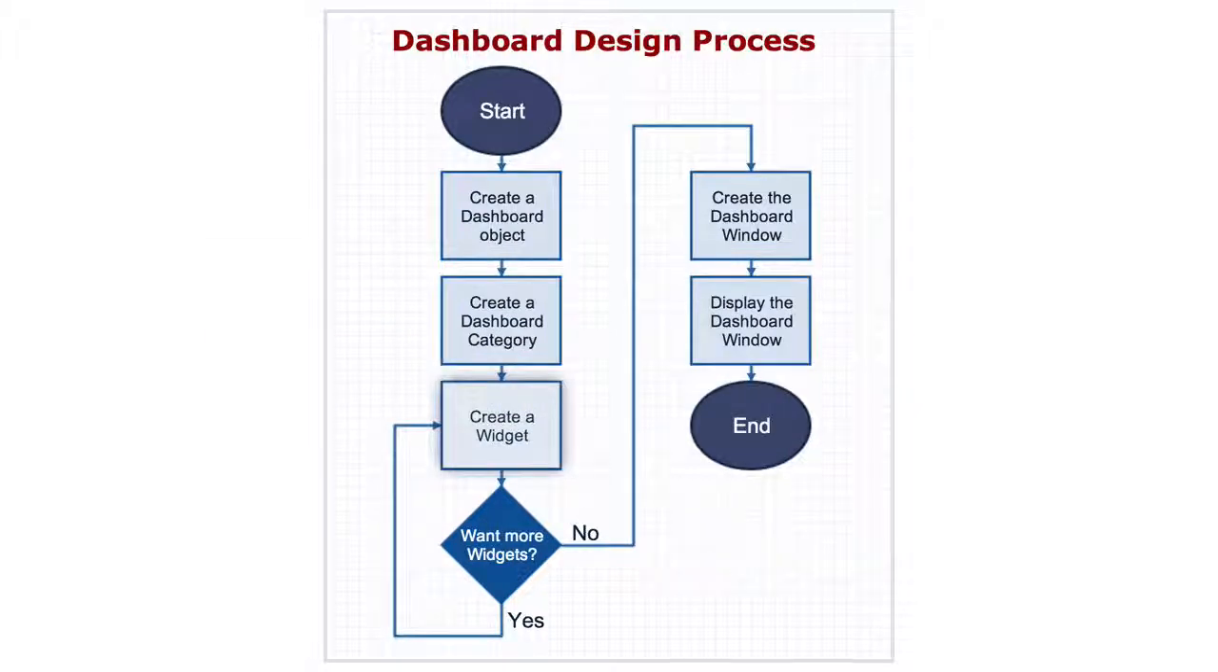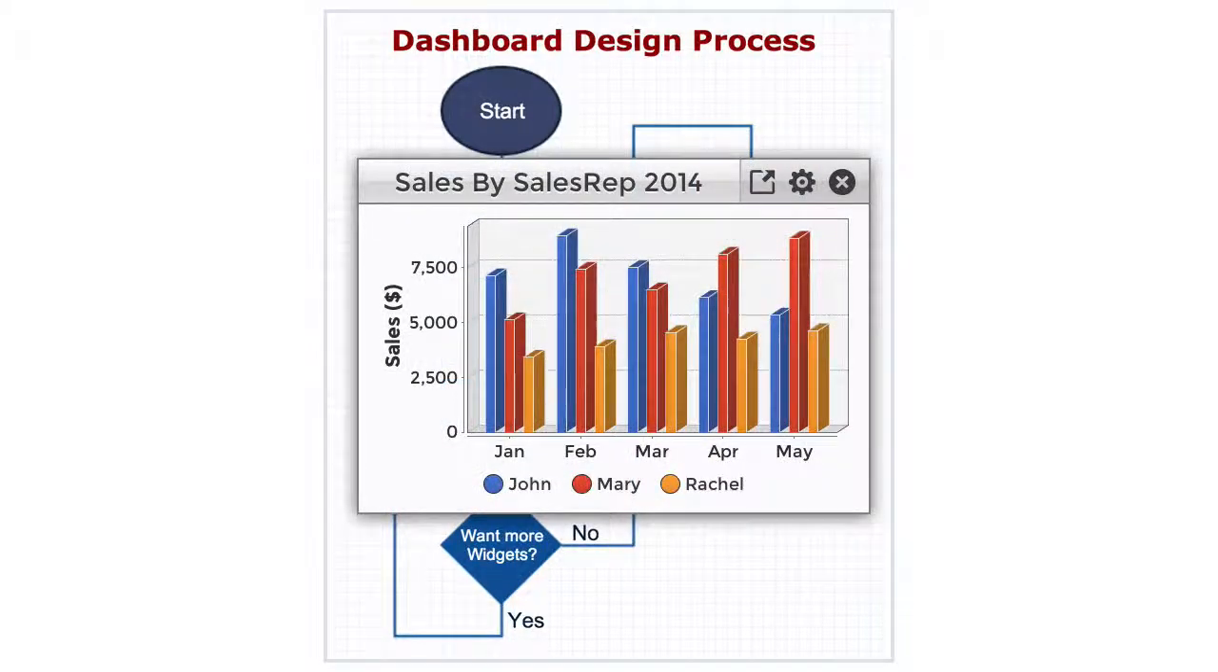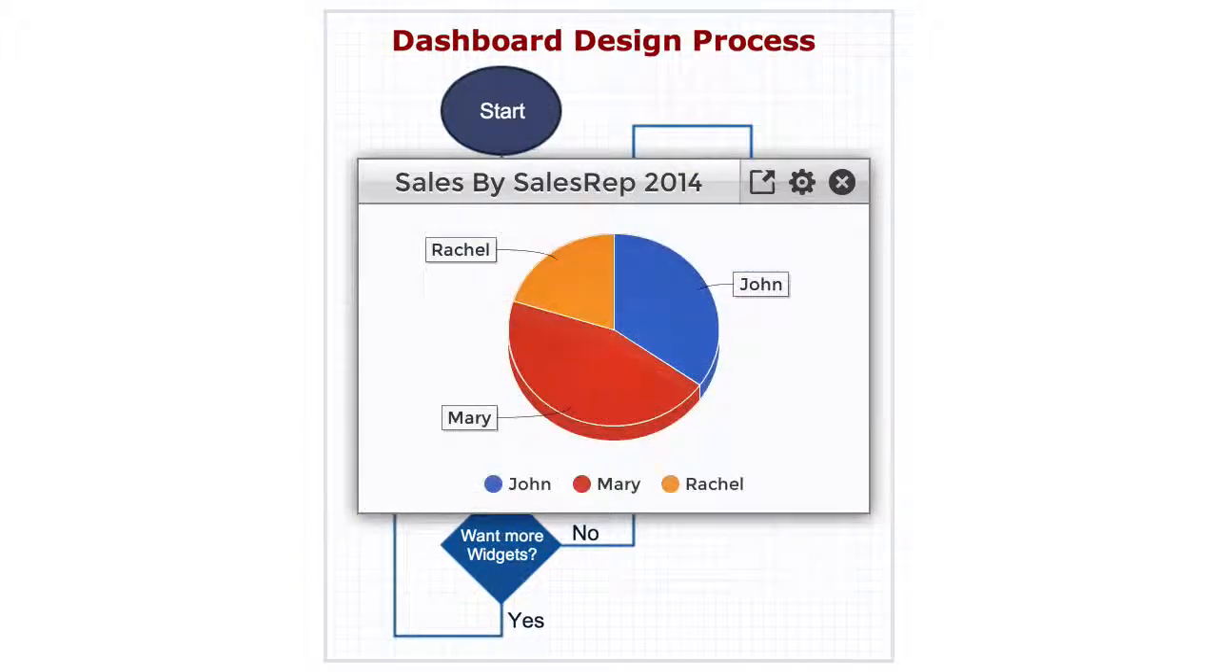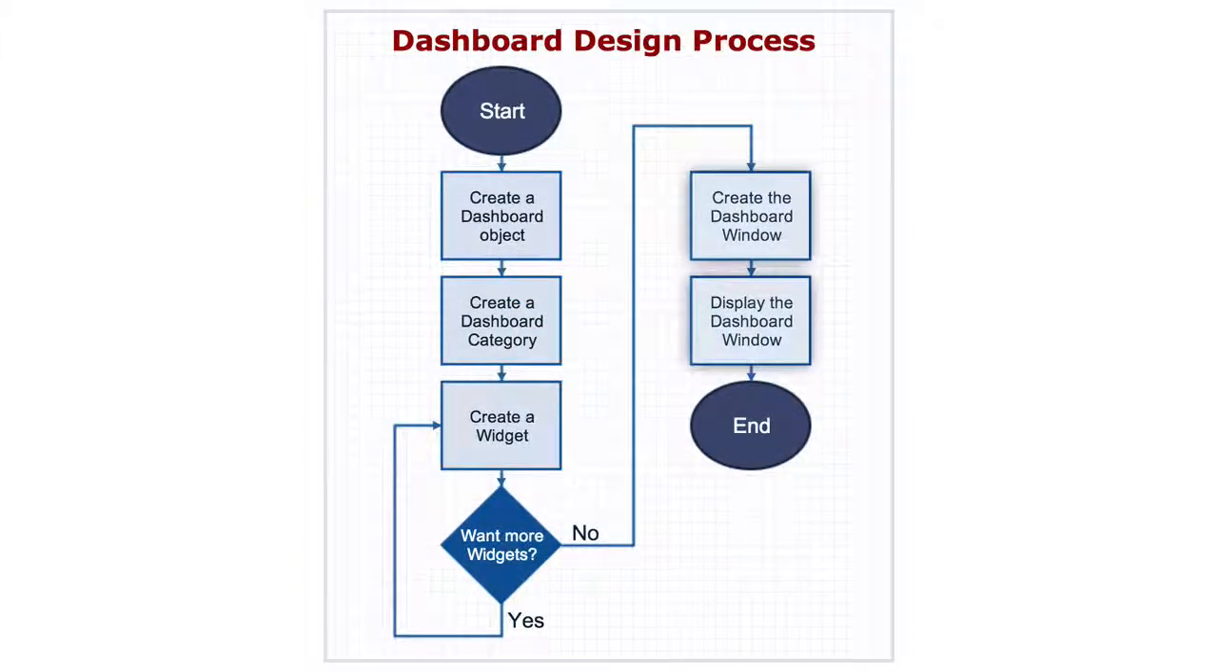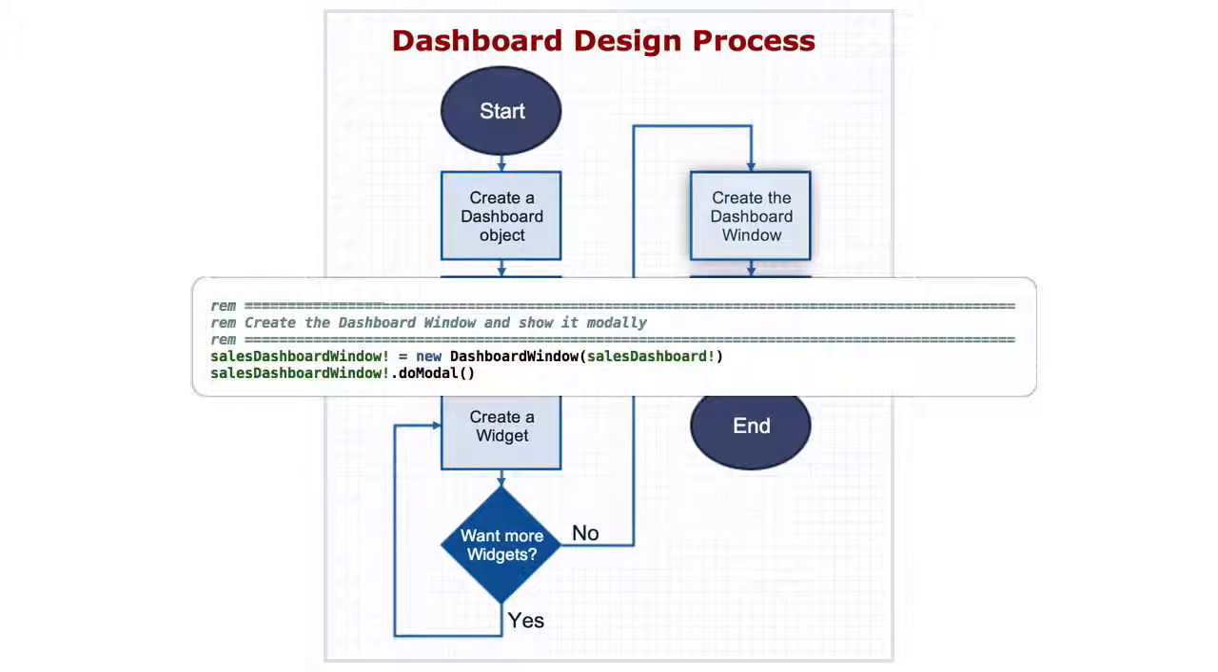The next part is where it starts to get interesting. We'll create widgets that are built from our data. We can choose from a number of different types of widgets, but for this example, we'll look at bar charts, grids, and pie charts. After creating our widgets, 2 more lines of code is all that we need to create the dashboard window and to display it.